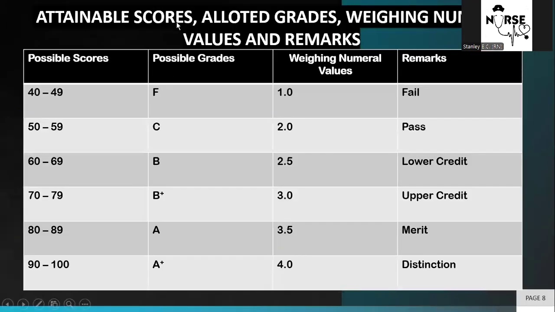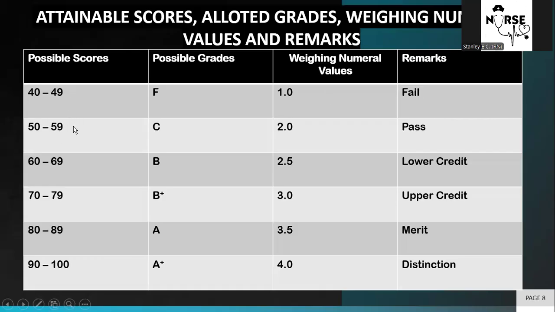So if you look at the screen, you will see attainable scores, allotted grades, weighing numeral values, and remarks. So possible scores that can be gotten: 40 to 49 is an F, 50 to 59 is a C, 60 to 69 is B, and so on and so forth. So if somebody scores 40 to 49, the person will be given an F grade, and the weighing numeral is 1. Remark is fail, so you are not supposed to score below 50.